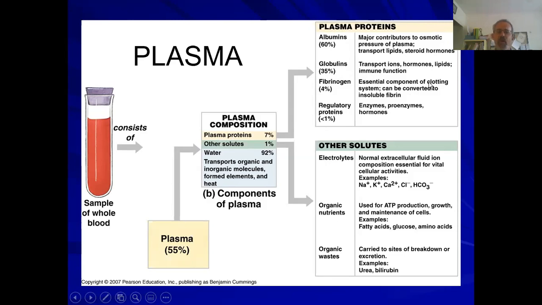Fibrinogen plays a very important role in the clotting mechanism, which we'll talk about on Thursday. And then we've got a few other regulatory proteins, such as enzymes. We also have a lot of ions, as you can see, sodium, potassium, a lot of the ones that you're familiar with, as well as nutrients, as well as waste material. So that's really what the plasma is made up of.